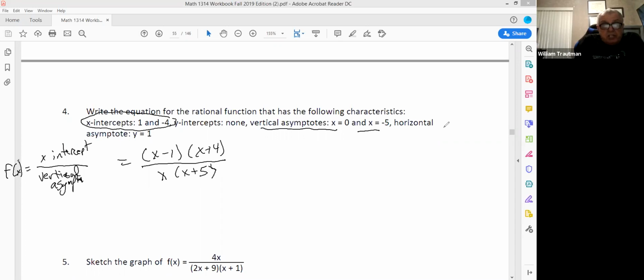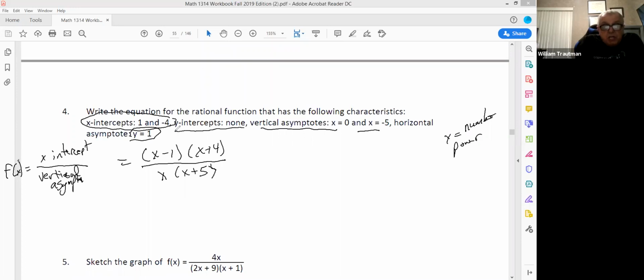The horizontal asymptote, once again, is y equals 1. That means the powers have to be the same. When you have y equals a number, then the powers have to be the same. And on the top, I have x squared, and on the bottom, I have x squared. So we don't have to add any x's or anything. So we have x squared on the top and the bottom. I think that's it.